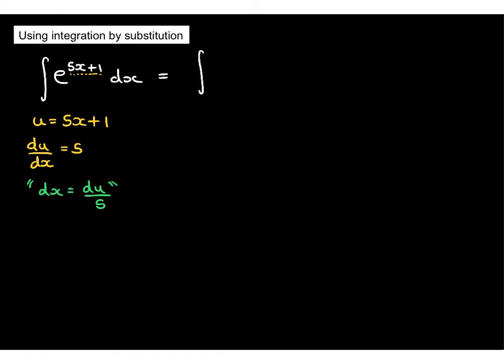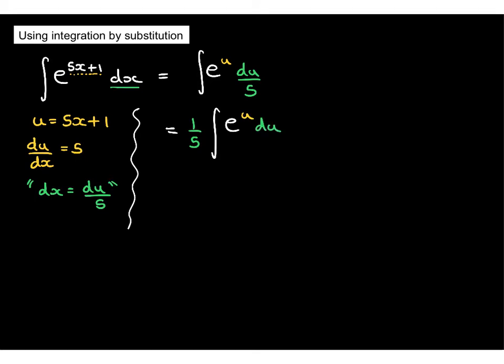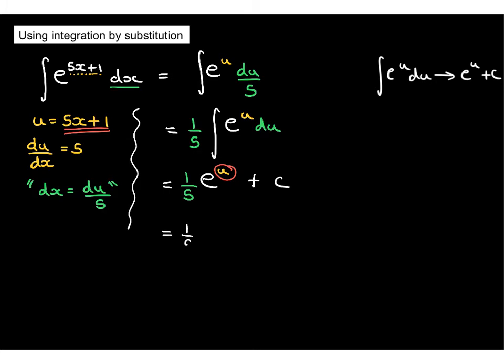So this gives me the integral of e to the u, and in place of dx, I have this. Now, I can pull out a factor of 1/5, so I have 1/5 the integral of e to the u du. Now, I know that an exponential function will differentiate to another exponential function like that, and I can now carry out this integral. So I get 1/5 e to the u plus a constant of integration. And of course I want to replace u with what it is in terms of x, so my final answer is 1/5 e to the 5x plus 1 plus constant.